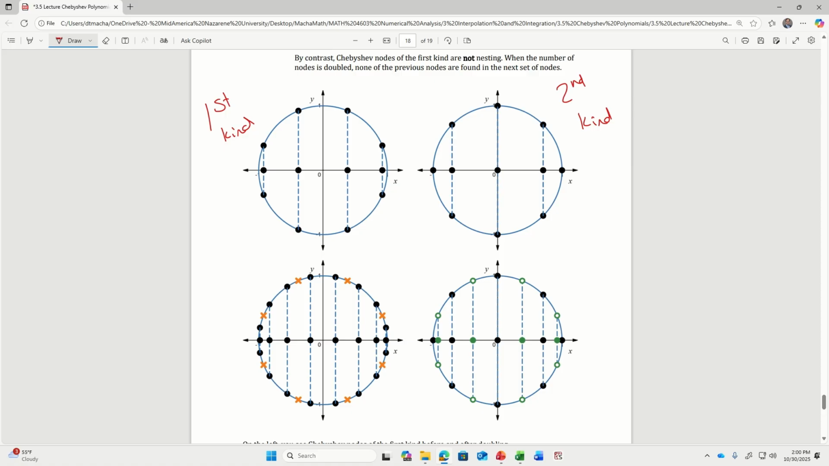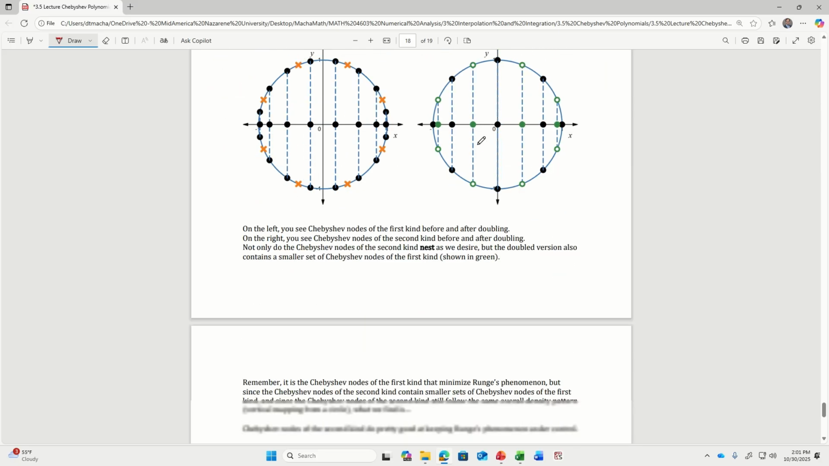Another thing you should notice is that what are the green dots? The green dots here in this picture are actually these Chebyshev nodes of the first kind. So when I have 4 Chebyshev nodes of the first kind, they fit in between these 5 Chebyshev nodes of the second kind to give me 9 Chebyshev nodes of the second kind. So the second kind is nesting, and also the second kind includes nodes of the first kind of a lower order. Whereas the first kind, they're not even nesting.